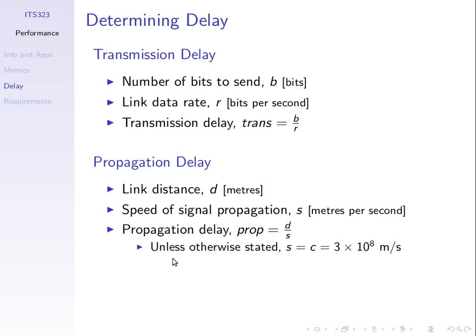Our components. Remember, delay has four components. Transmission: data size divided by data rate. In our question, data size is 100 bytes, data rate is 1 megabit per second, so we can calculate transmission delay. Propagation delay, the time for the signal to propagate, depends upon the distance of the link, 10 kilometers, and the speed of signal transmission, 2.8 by 10 to the power of 8 meters per second. So we can calculate those two components.